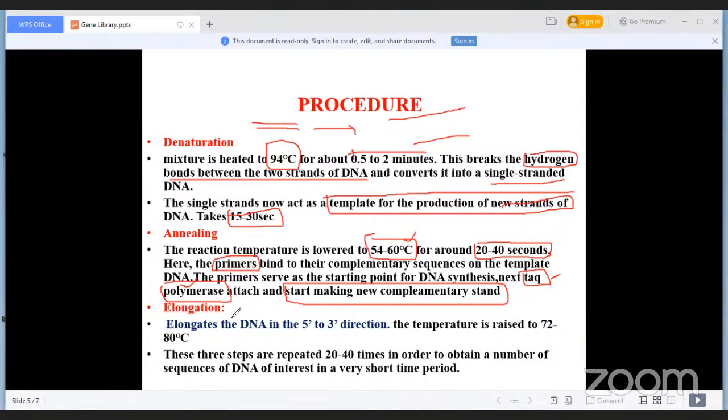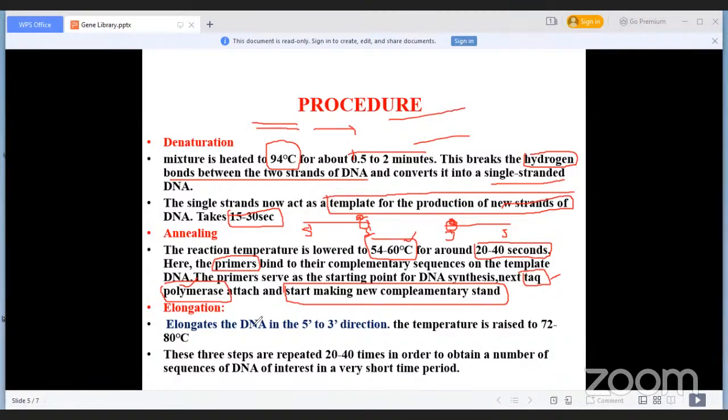Now, elongation. After the DNA separates into two strands, for example, this one is 5 end to 3 end. Here it is actually the opposite, meaning 3 end to 5 end. Here primers are attached, and here DNA polymerase is attached. Now it is ready to start.